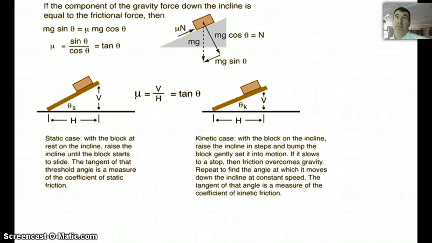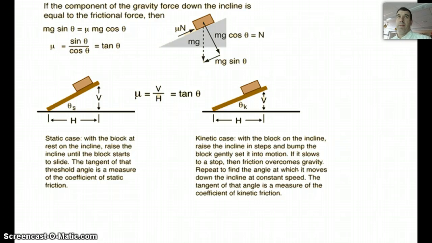With that, what we end up seeing is if we take the frictional force mg sine theta and divide it by the normal force, mg cosine theta, the coefficient of friction ends up being mg sine theta divided by mg cosine theta, which just simplifies and ends up being the tangent of theta.